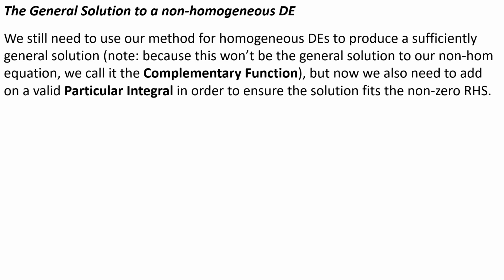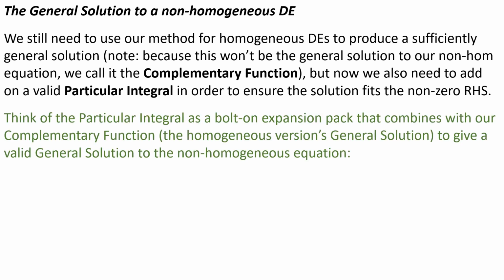So the general solution to a non-homogeneous differential equation essentially means we're going to combine the complementary function with the particular integral. And I like to think of this particular integral as the bolt-on expansion pack. So maybe you've discovered that the thing that worked previously for the homogeneous case suddenly no longer works. It produces a zero in as many ways as you like, but it doesn't produce correct solutions. While this little bolt-on makes it backwards compatible, basically. So suddenly the general solution is produced by adding the complementary function to the particular integral.